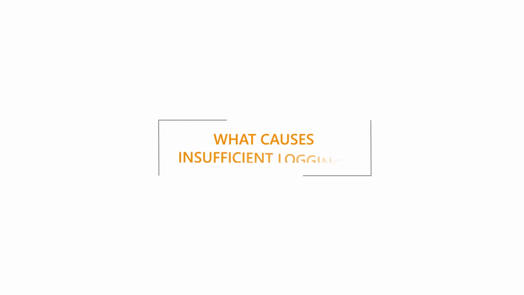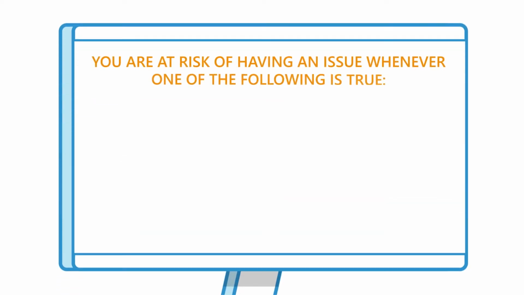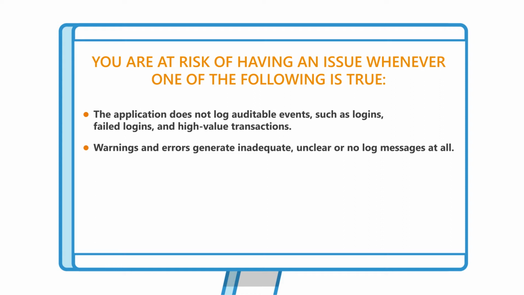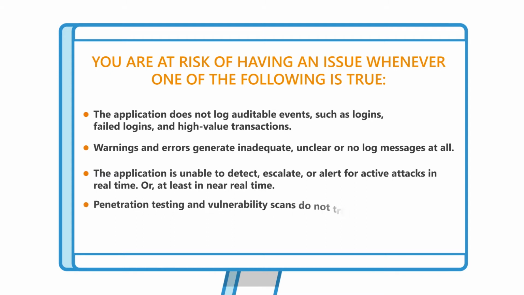What causes insufficient logging? Insufficient logging can be caused by multiple things. You are at risk of having an issue whenever one of the following is true. The application does not log auditable events such as logins, failed logins, and high-value transactions. Warnings and errors generate inadequate, unclear, or no log messages at all. The application is unable to detect, escalate, or alert for active attacks in real time, or at least in near real time. Penetration testing and vulnerability scans do not trigger alerts.